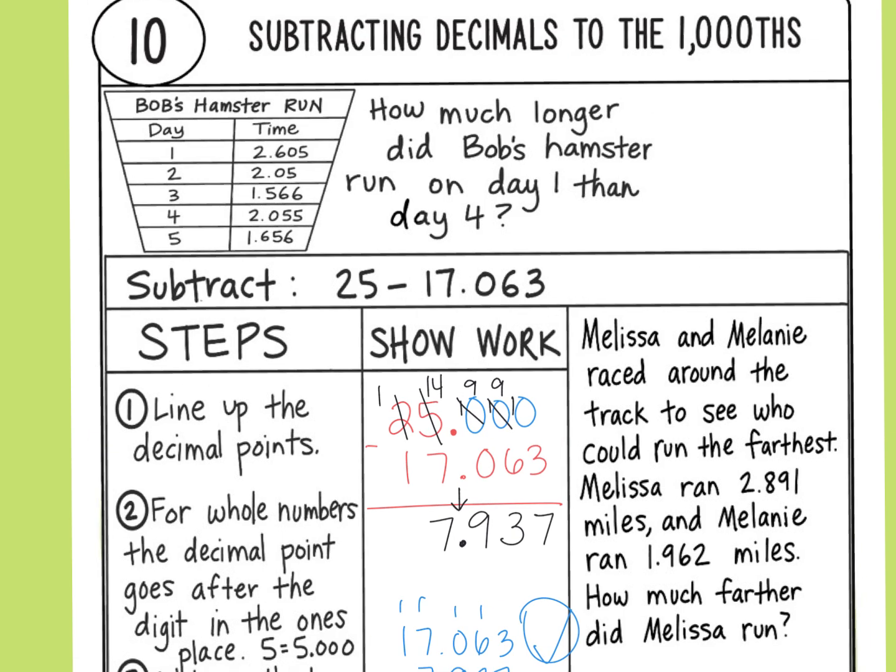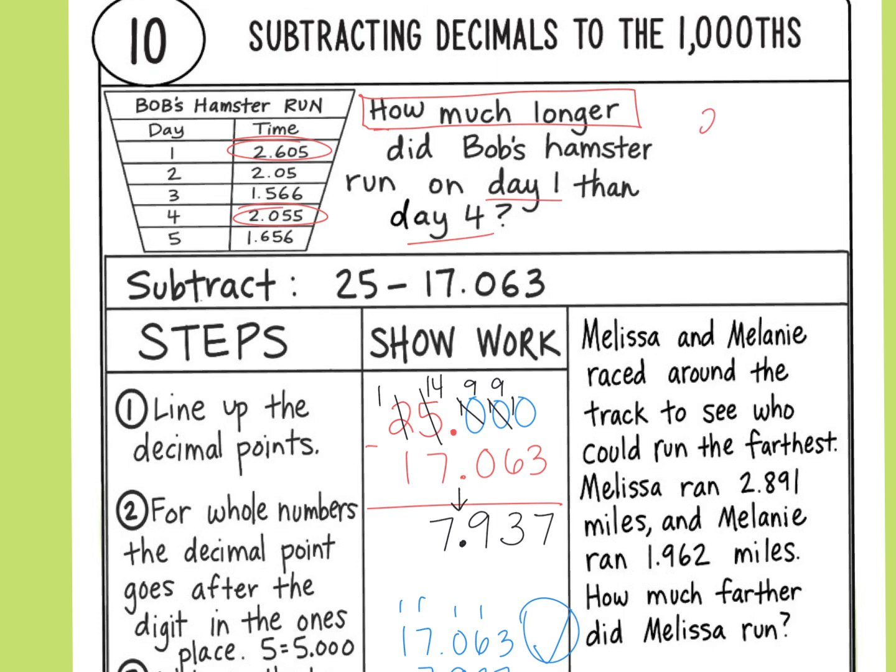Okay, now let's go back to Bob's hamster run. The key word here is what? How much longer. So it's actually not a word, it's a key phrase. Sometimes it's a whole phrase, sometimes it's just a word. When you see how much longer, how much further, things like that, that means you're subtracting. But I want to focus on day 1 and day 4. So how much longer did he run on day 1 than he did on day 4?